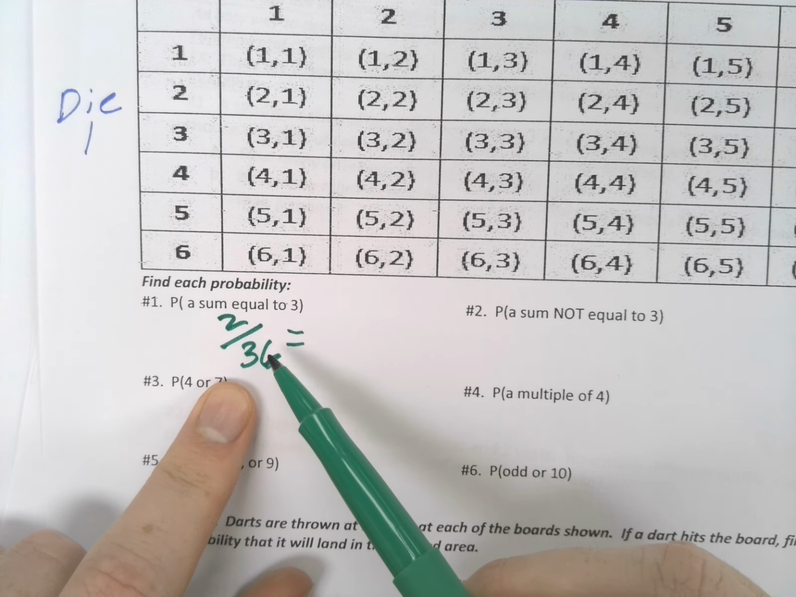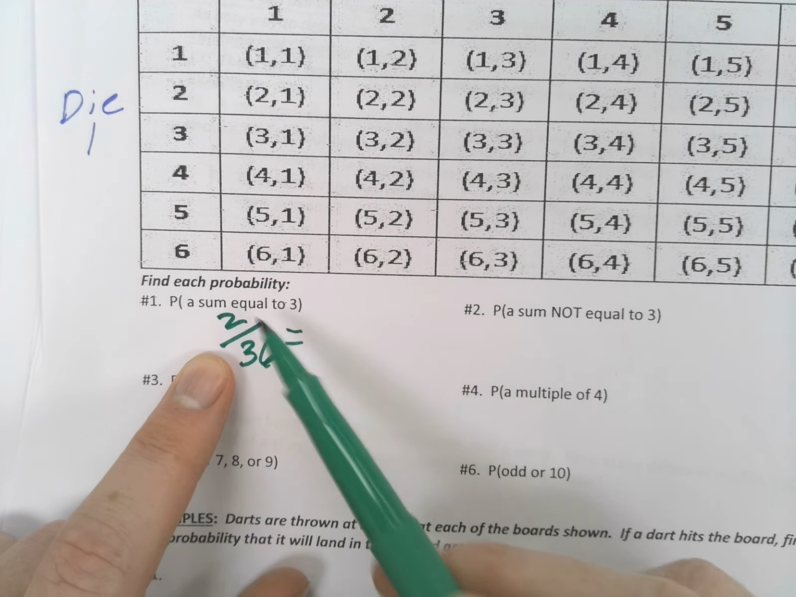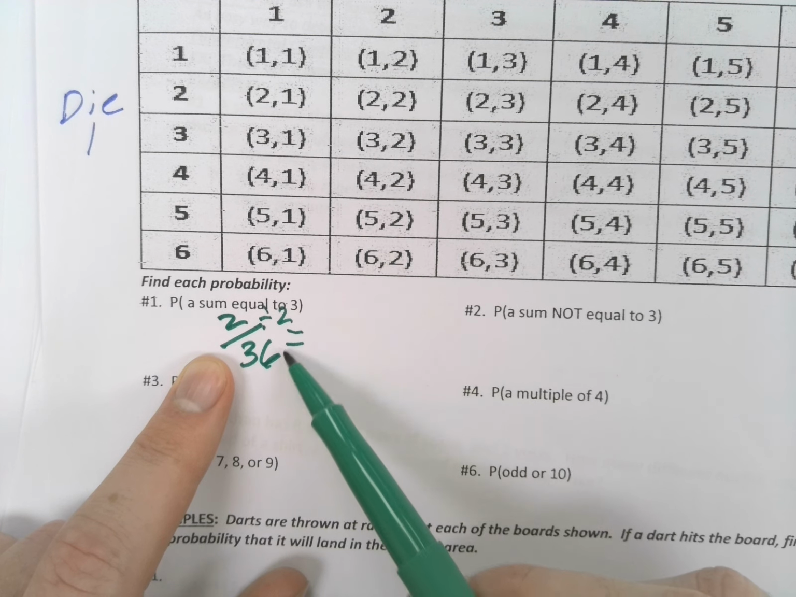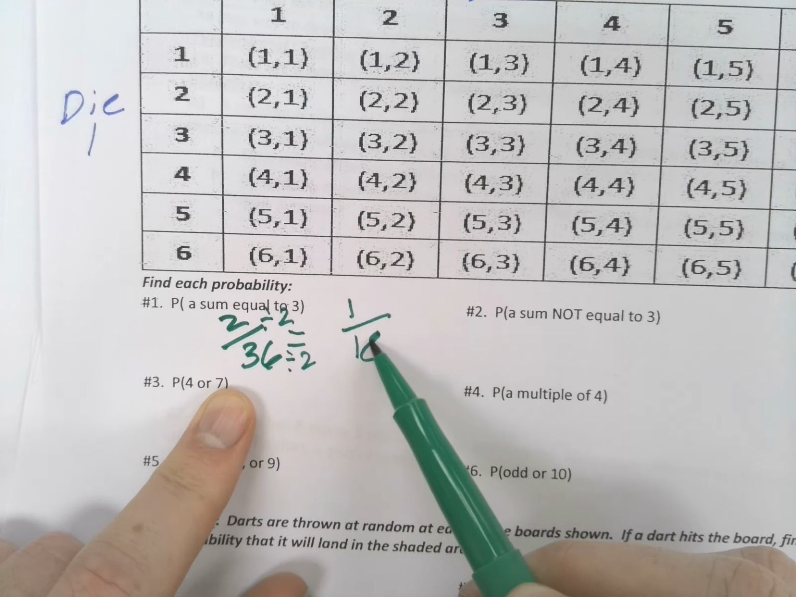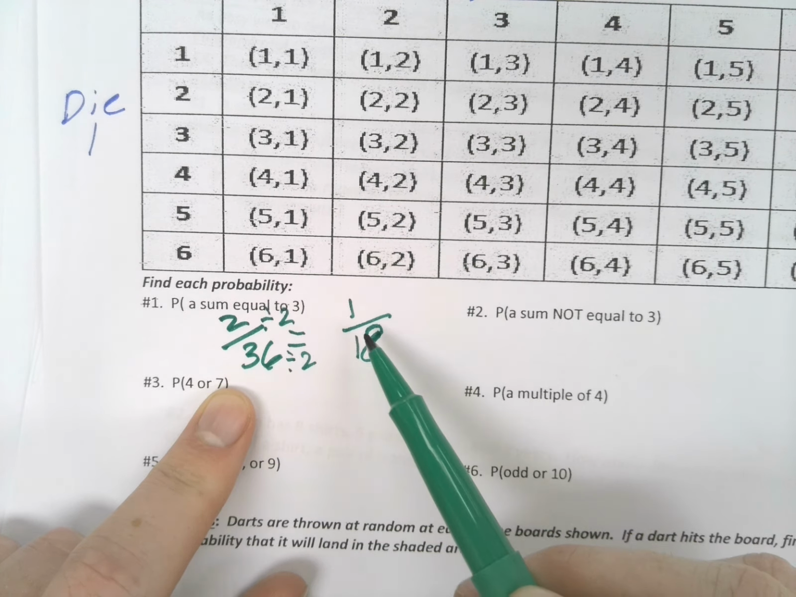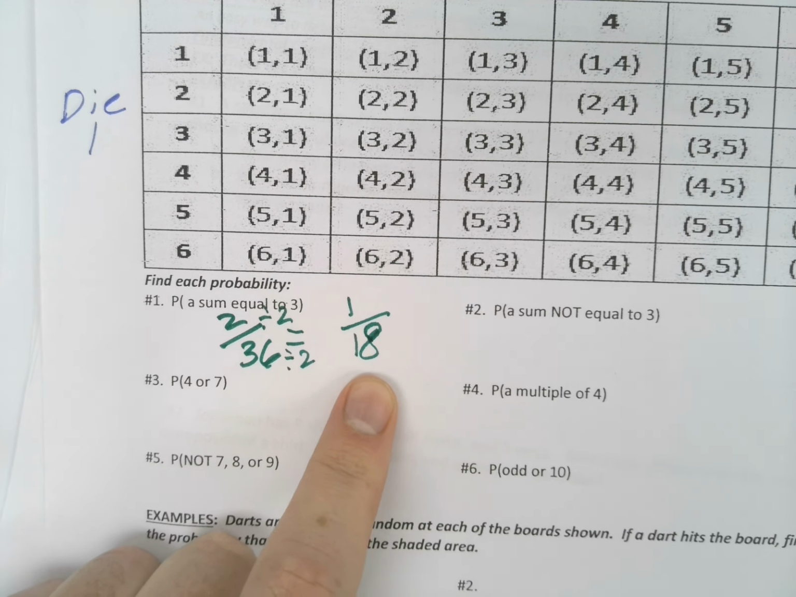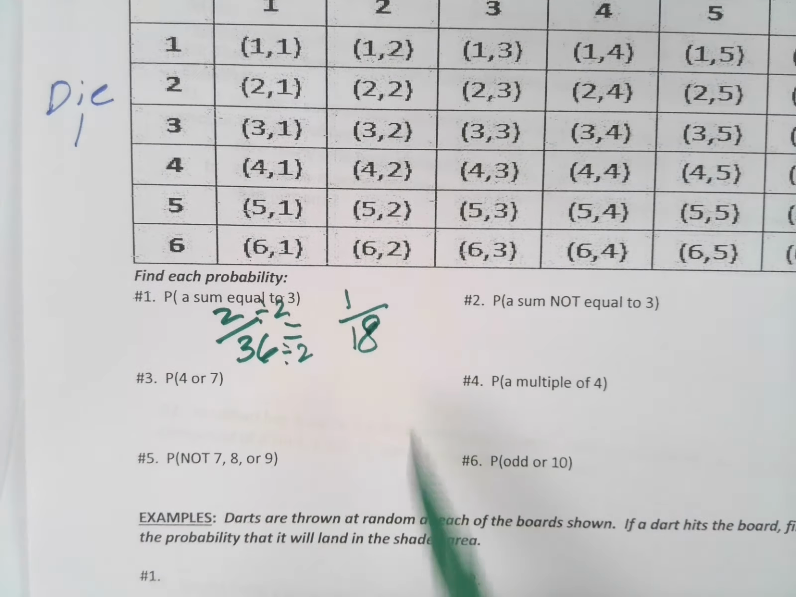And since 2 and 36 are both even numbers, we know those can be reduced by 2. So this is really, gosh, what a great 8. 1 out of 18. That is an awful 8. Yeah, so not great chances. You got a 1 out of 18 chance.